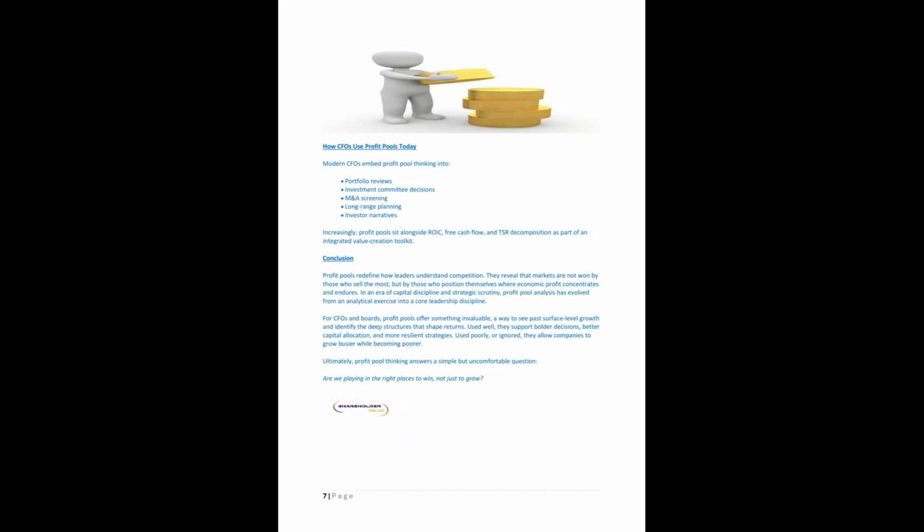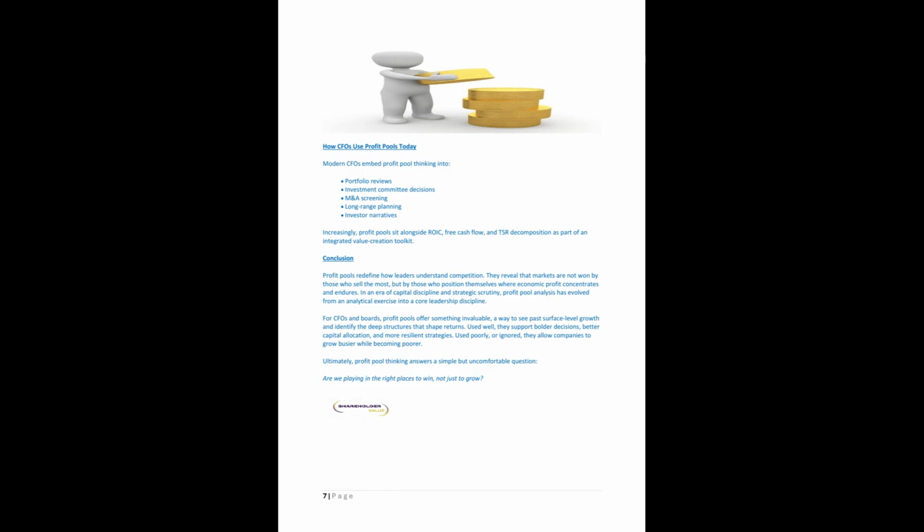Modern CFOs actively integrate profit pool analysis into key decision-making processes like portfolio reviews, investment committees, M&A screening, long-term planning, and crafting investor narratives. This approach complements traditional financial metrics such as ROIC, free cash flow, and TSR decomposition, creating a comprehensive toolkit for driving value. Profit pools shift the focus from simply selling the most to strategically positioning where economic profit is most concentrated and sustainable. In this time of heightened capital discipline and strategic evaluation, profit pool analysis has become more than just a tool, it's a critical leadership skill.